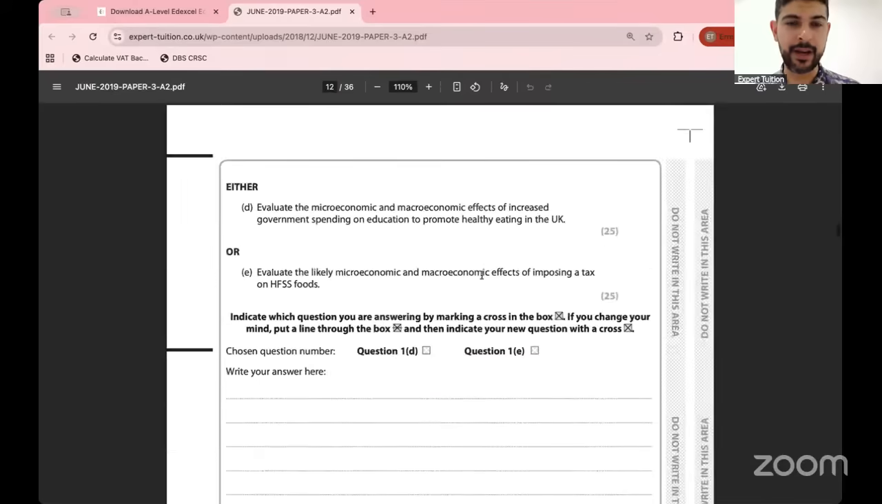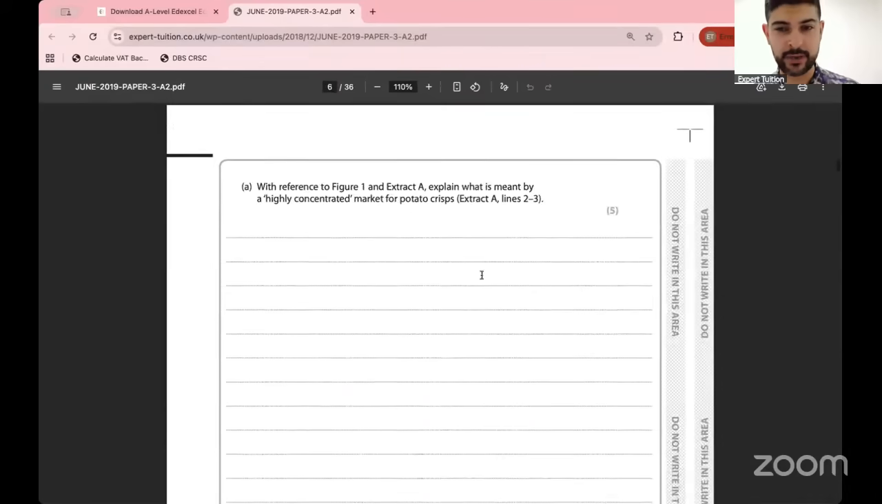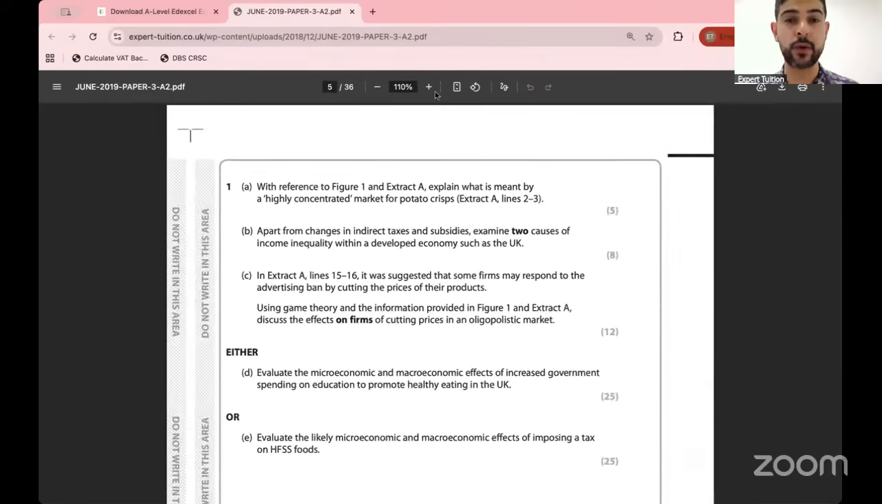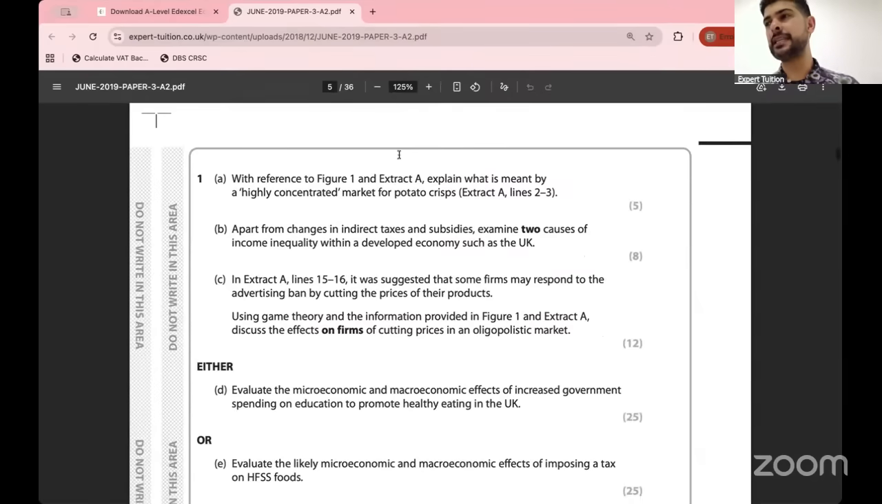But I am going to make sure to go through it just in case you guys haven't seen this. And I think this is a really difficult question, partly because it's very badly worded. I don't think this is at all thought through by the exam board. It says, in extract A, lines 15 to 16, it was suggested that some firms may respond to the advertising ban by cutting prices of their products. Using game theory and the information provided in Figure 1 and Extract A, discuss the effects on firms of cutting prices in an oligopolistic market.